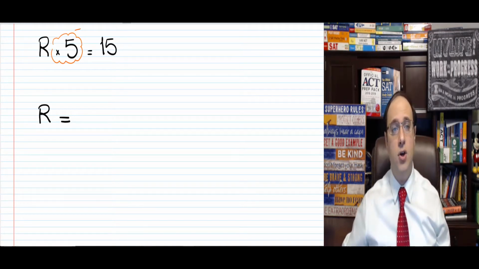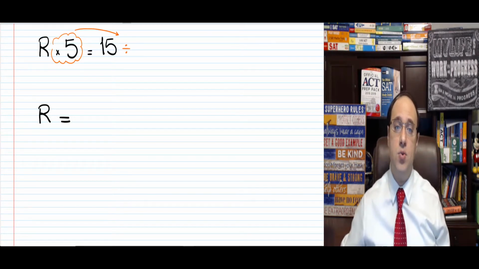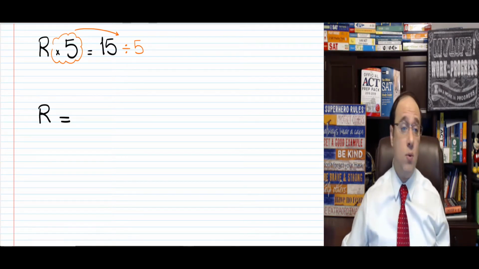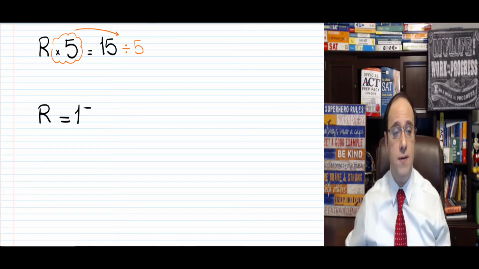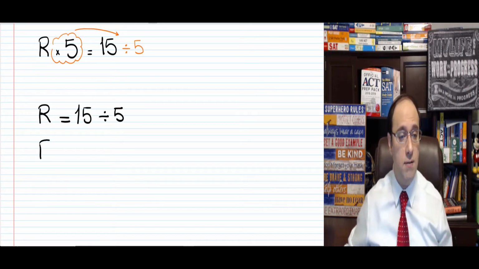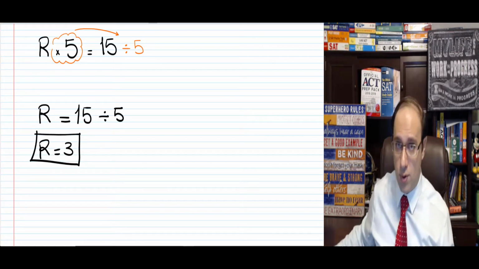Times 5 goes to the other side of the equal sign as divided by 5, because we have to reverse the sign, and the opposite of multiplication is division. So we can rewrite this as r equals 15 divided by 5. What is 15 divided by 5? It is 3. So r equals 3.